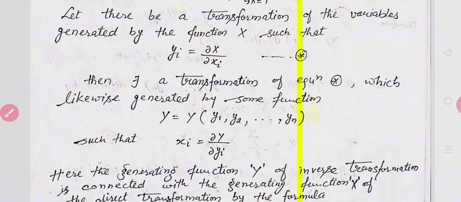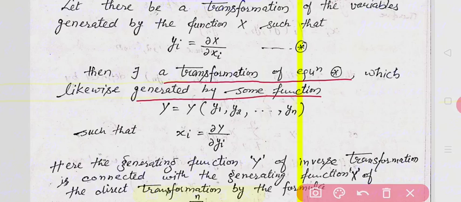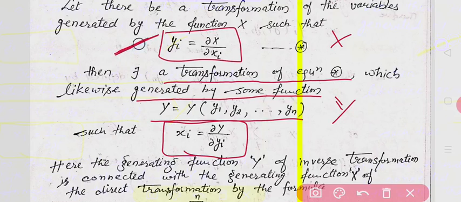For this transformation there exists another transformation, which will be generated by the function Y. As above, there is a transformation generated by capital X; similarly here there is a transformation generated by this function capital Y, and the transformation is curl Y over curl yi equal to xi. This thing you have to prove. Suppose this is a direct transformation; for this direct transformation there exists an inverse transformation of this type. But what is the relation between X and Y? There is a relation.